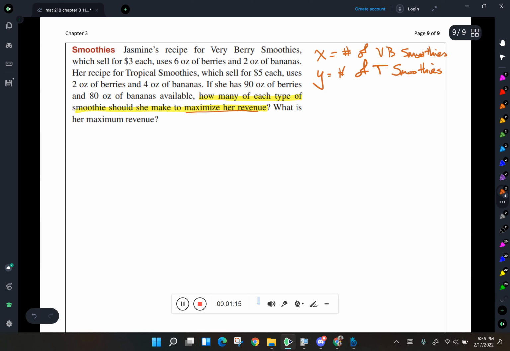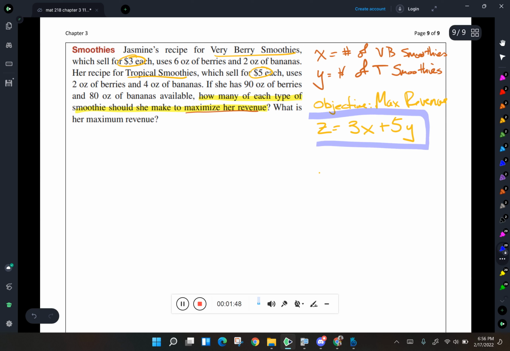Maximize revenue, so I know what my objective is. When I write my objective function, I know it's going to be a revenue function. Very berry smoothies sell for $3 each, whereas the tropical smoothies sell for $5 each. So it's going to be $3 times the number of very berries plus $5 times the number of tropicals, my maximization function. So I'm going to maximize that.